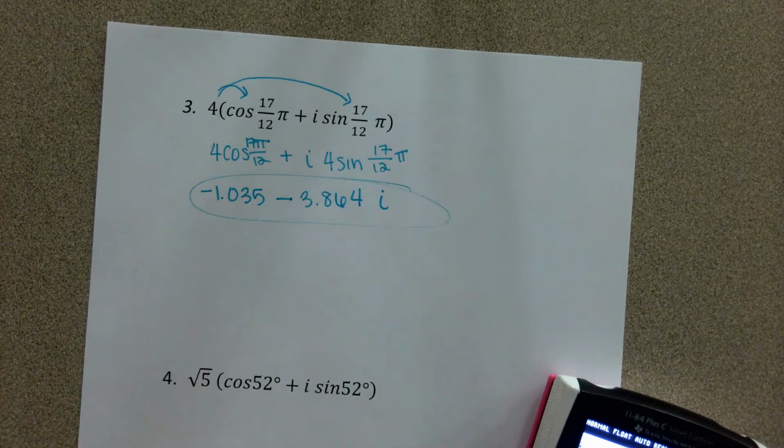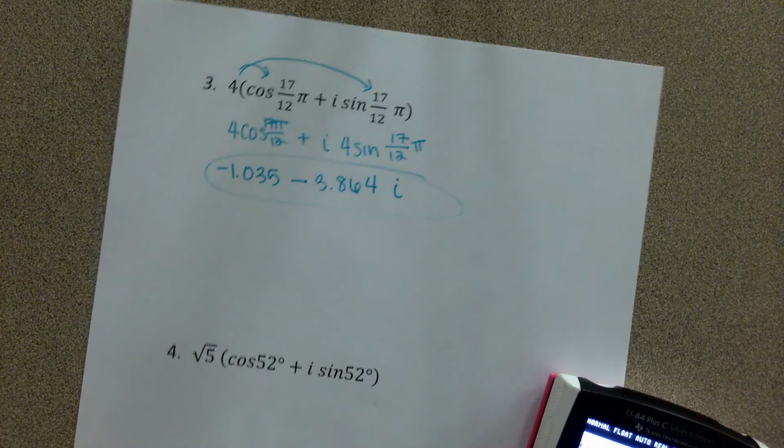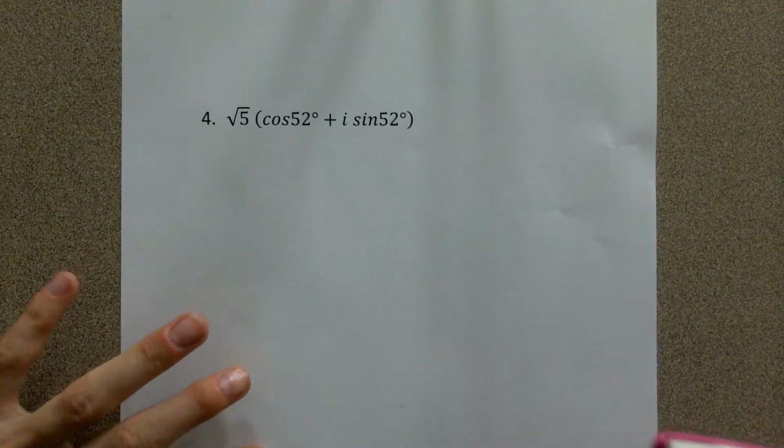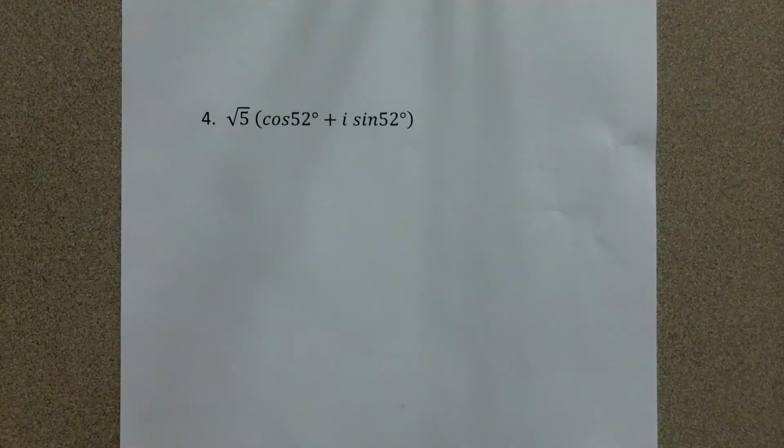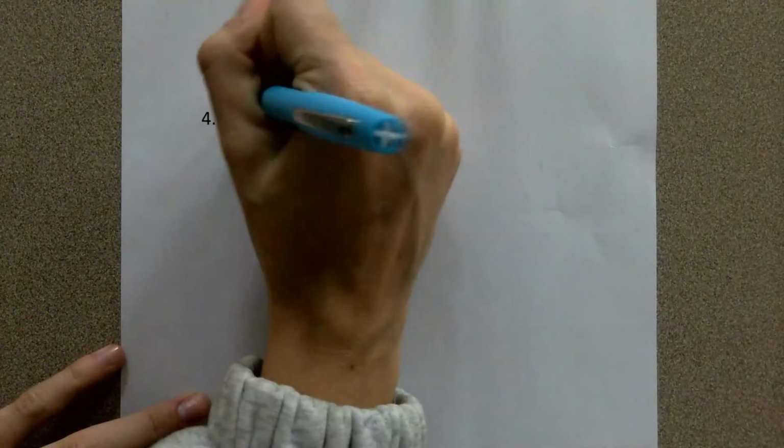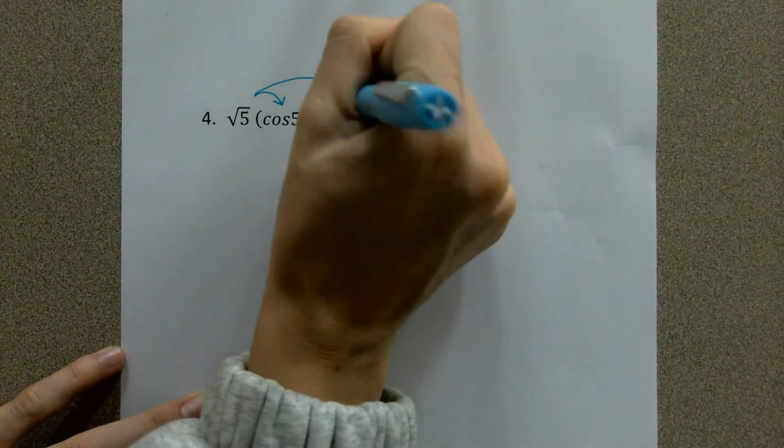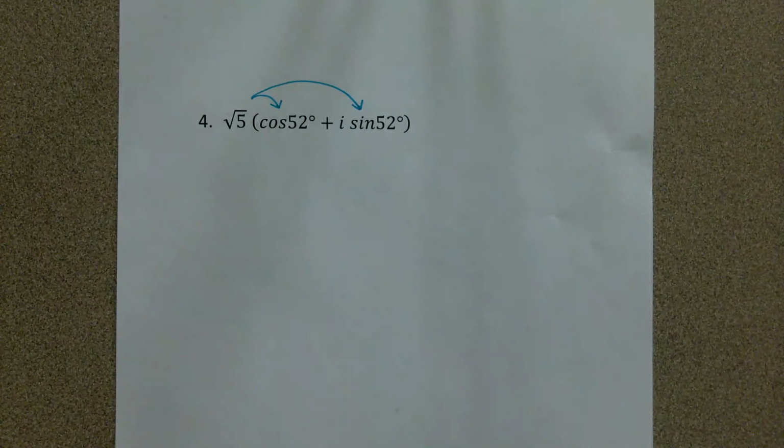That's it. So this might be a little bit easier. A little bit less work. You guys don't have to use the unit circle. All right. Again, we do not know 52 degrees. It's not on the unit circle. So we're going to just use our calculators, distribute this through.